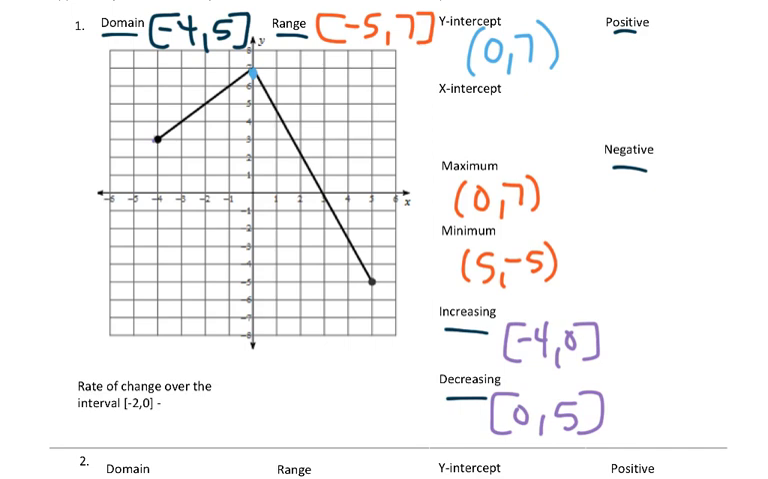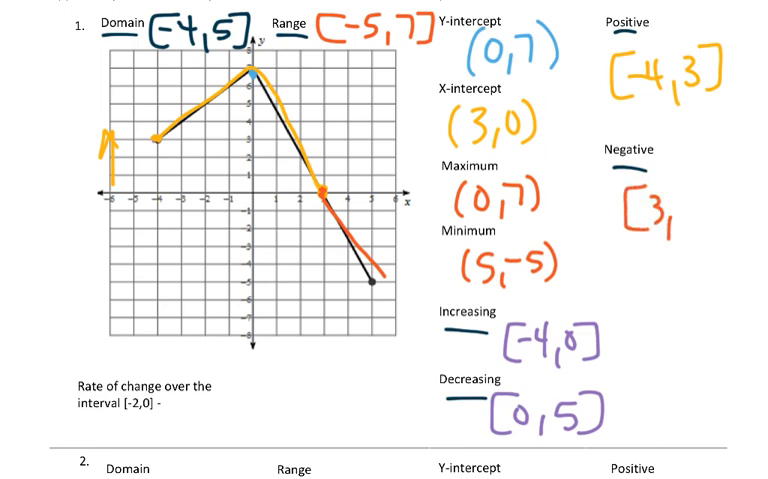Now, for positive and negative. Positive is simply when it's above the x-axis. So, starting here on the left, until I get right here to my x-intercept, so x-intercept of (3, 0), that's the point where it changes. So, positive is from -4 till positive 3. Negative then starts at that positive 3 to the end of my graph, so it would go from 3 to 5.